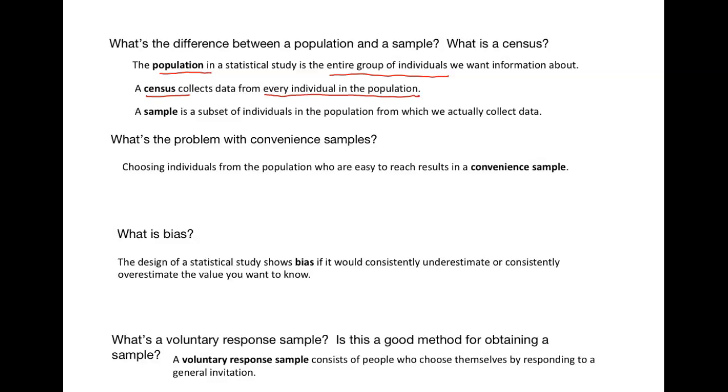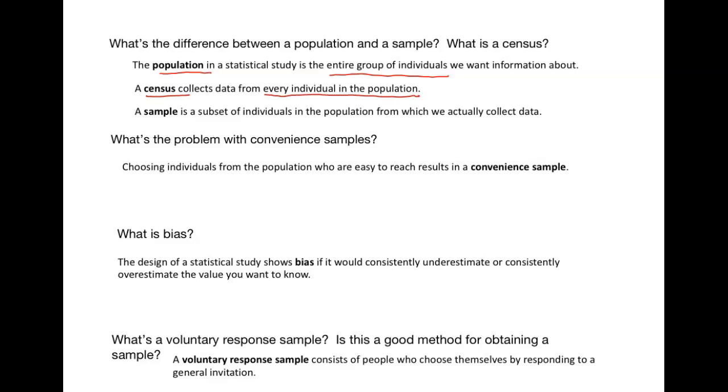Homeless people. People die while the census is being taken. People are being born while the census is being taken. So again, it's a dynamic population, but it attempts to collect data from every individual in the United States population. And a sample is just a subset of those individuals in the population from which we actually collect data.